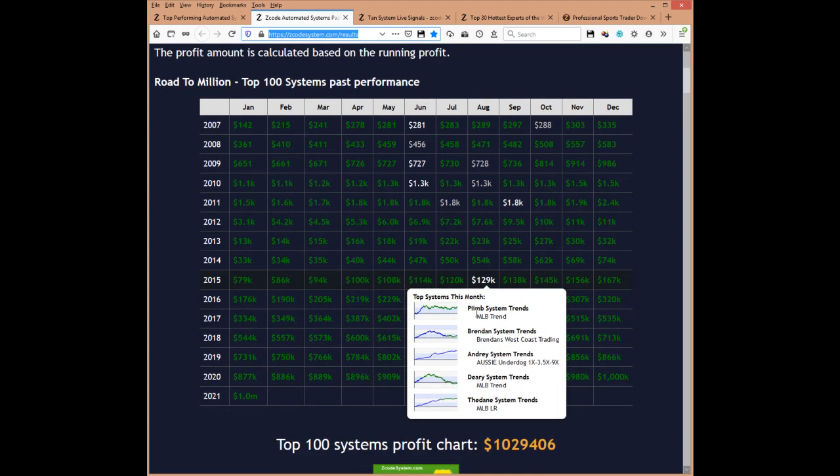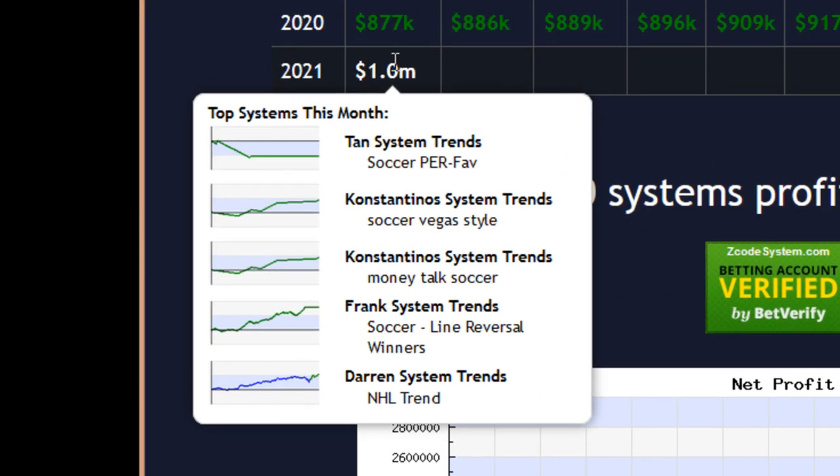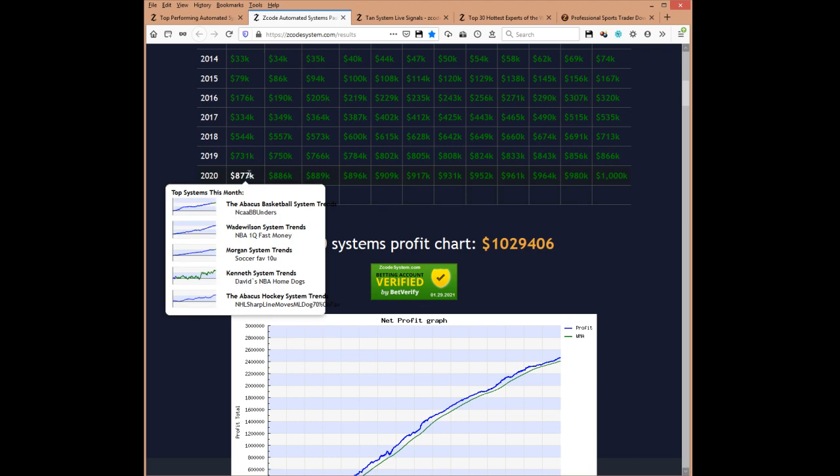So let's take a look at the most recent results here in January 2021. This month isn't over yet, but we've already reached a running profit of $1 million in total with an average stake of $100 per unit. And these are the top five systems for this month. So right at the top of that list, we have 10 system trends, quite a few soccer trends over here. We have Konstantinos's system trends, Frank's, as well as Darren's. This gives you a good idea of what the best systems are for each month.